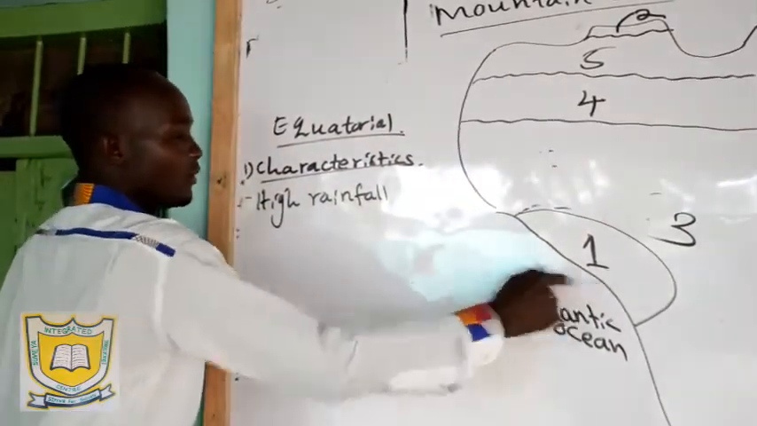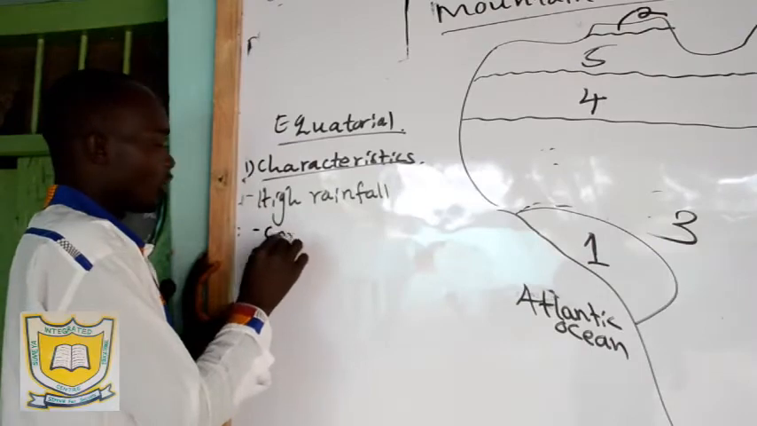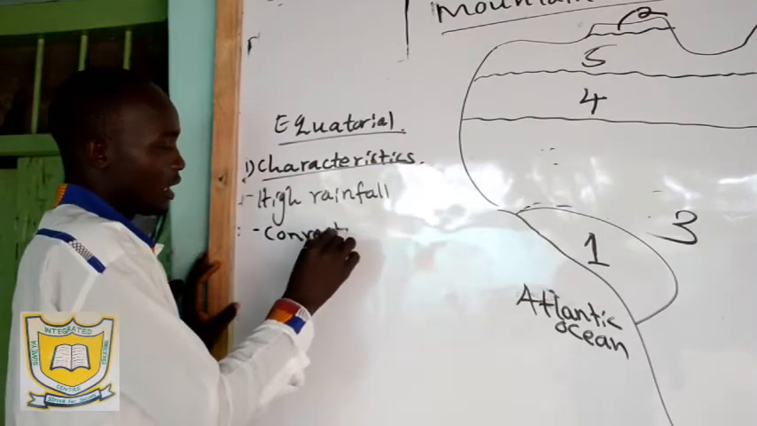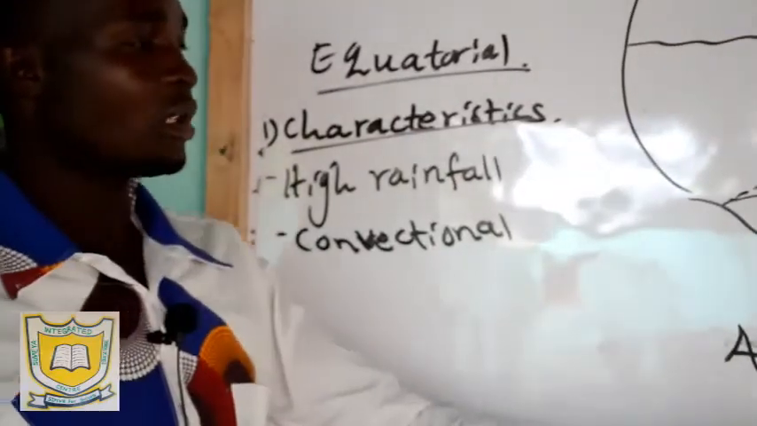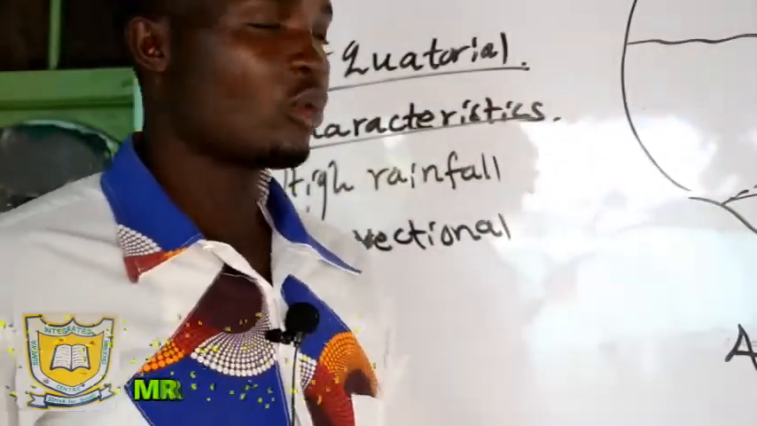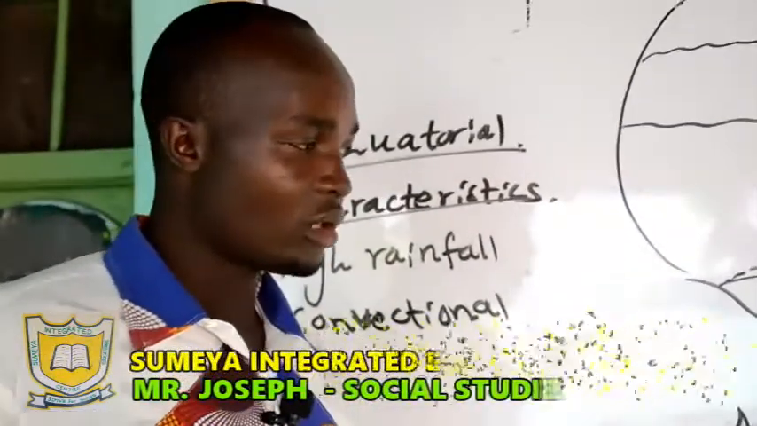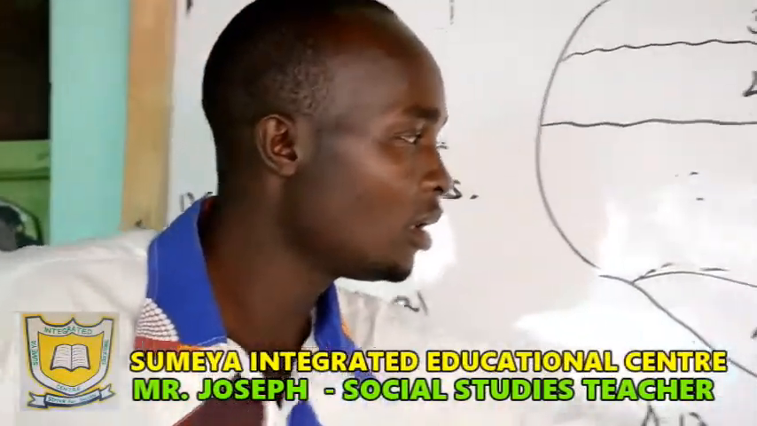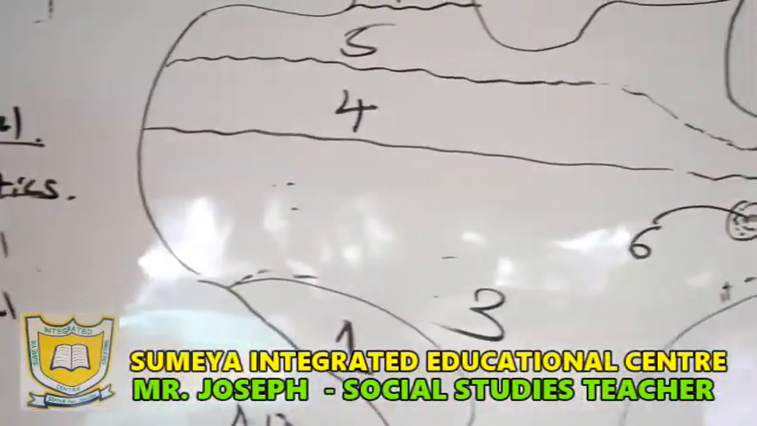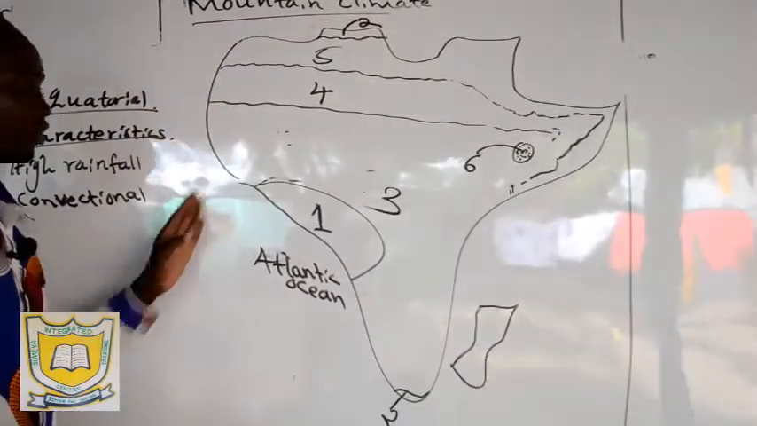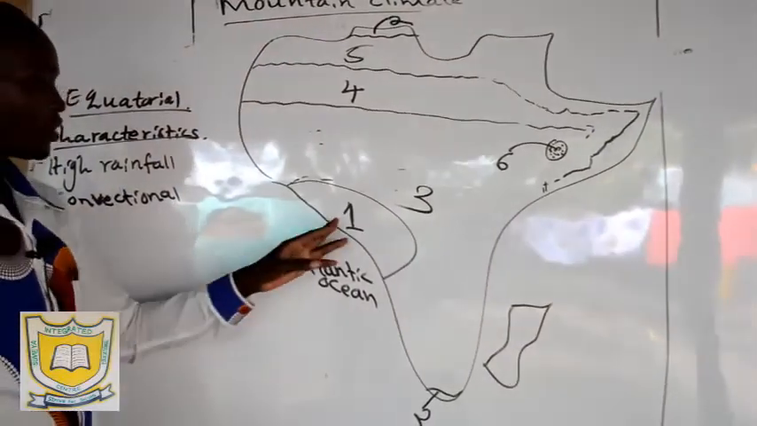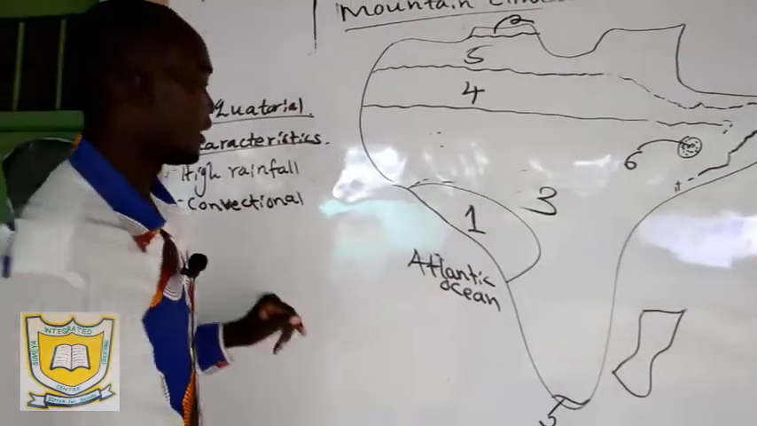Then the type of rainfall experienced here is convectional rainfall. Here we have what we call convectional rainfall, because this area is bordering a large water body. Areas that border large water bodies, like all these regions, experience what we call convectional rainfall. So there is convectional rainfall here, like that.